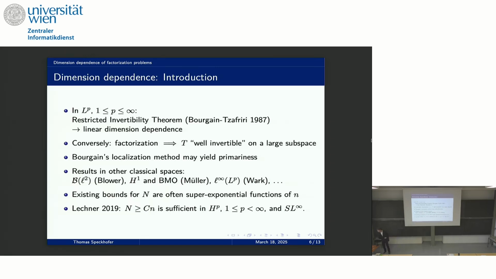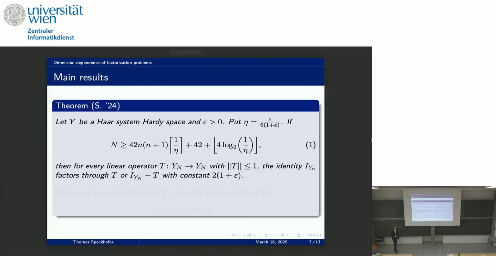Okay, now let's go to the main results. Essentially, I was able to extend this result to an arbitrary Haar system Hardy space. So let Y be a Haar system Hardy space and epsilon greater than 0. Define eta to be some function of epsilon. And now I have this explicit lower bound for capital N. So if capital N is at least 2^(n^2) times something, then the conclusion holds.